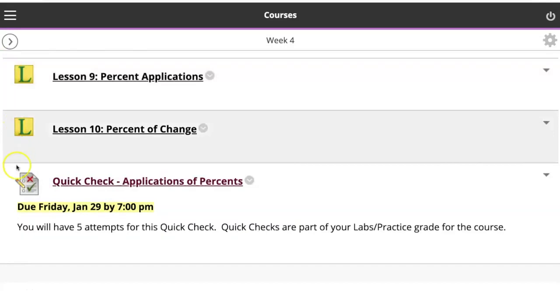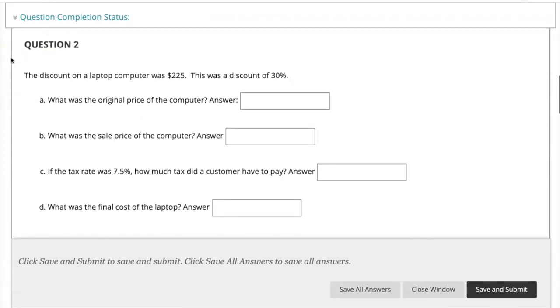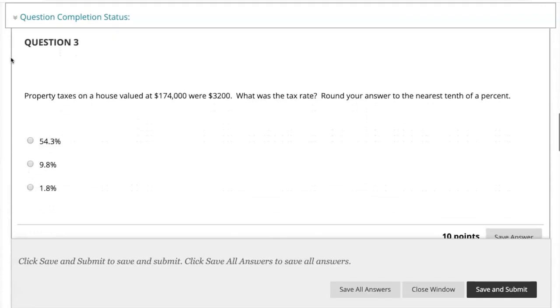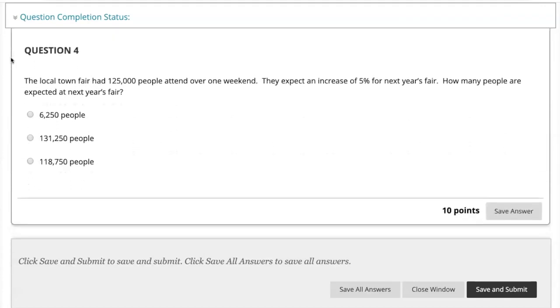For each lesson, I also include a quick check, a Blackboard test, although it counts as a lab grade, with anywhere from 3 to 10 questions. These questions come straight from the course workbook and are used to help gauge students' understanding of the material.